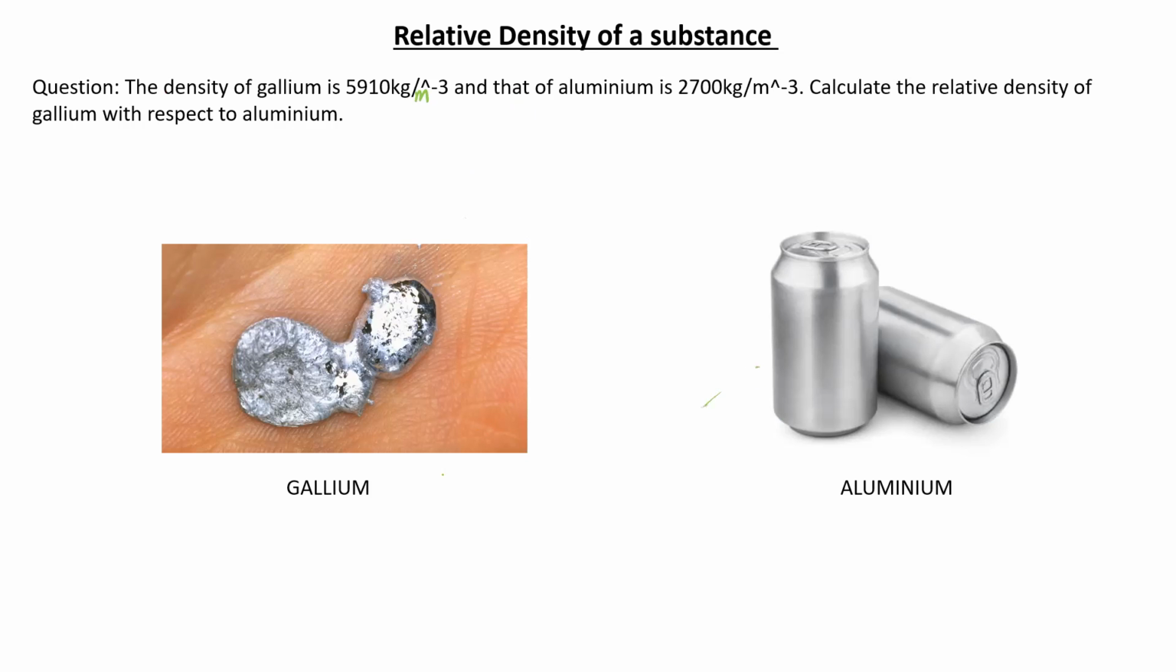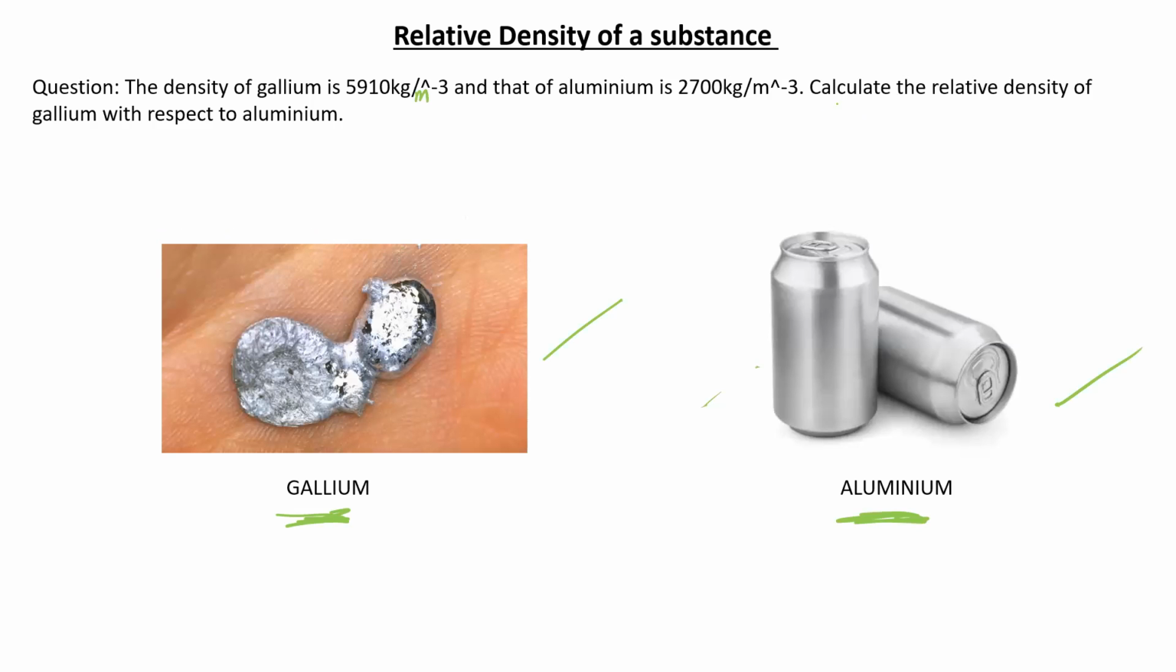So again, we have two typical examples. We have gallium towards the left, and we have a typical example of how aluminum looks towards the right side. So to calculate this, as I said, it's very, very simple. It's going to be relative density equals, since now it says here relative density of gallium with respect to aluminum.